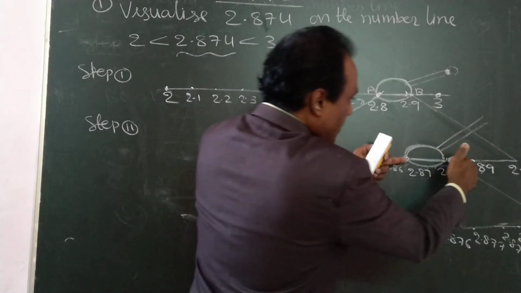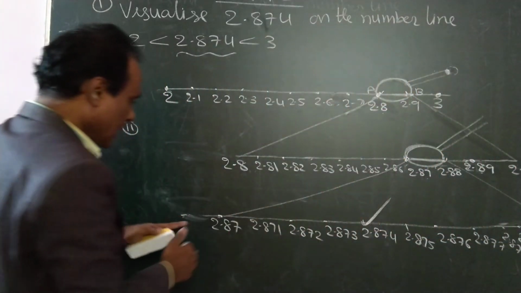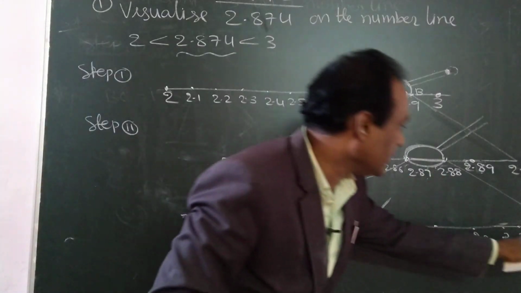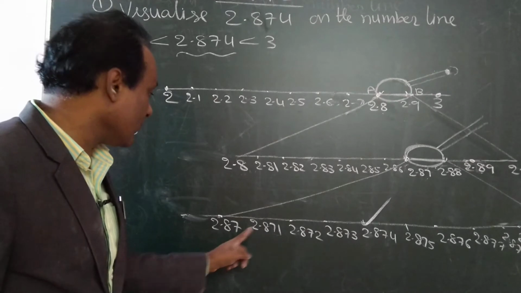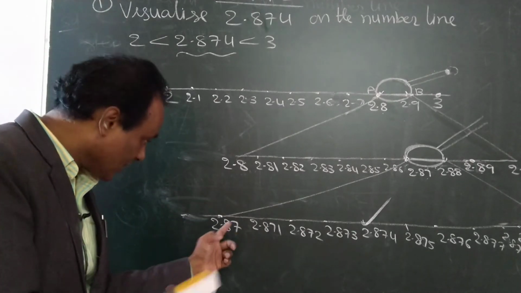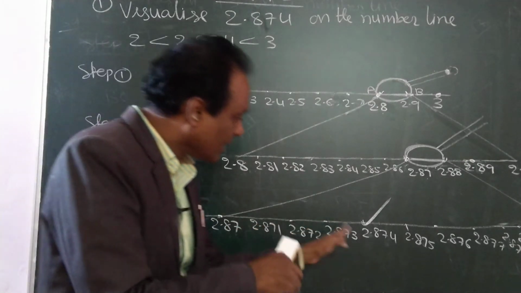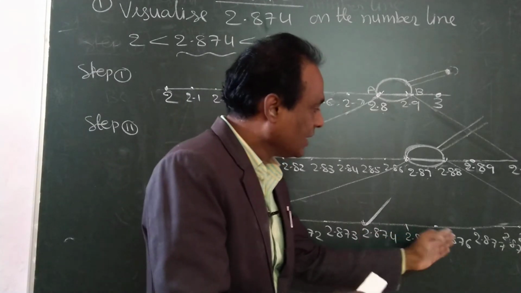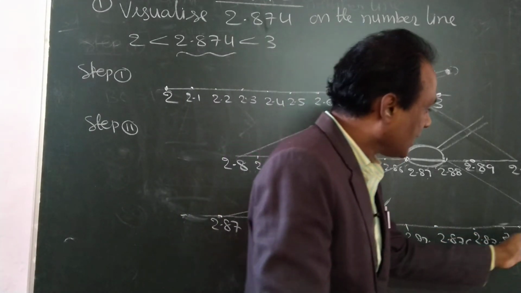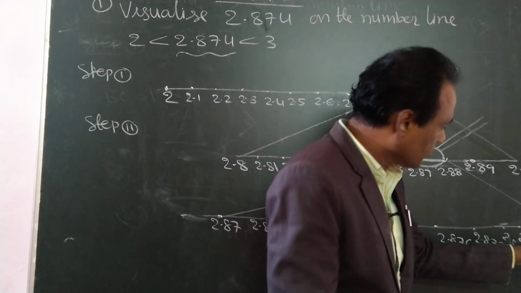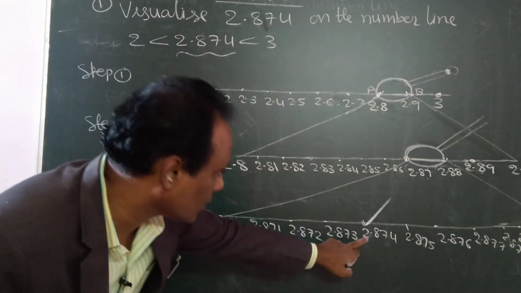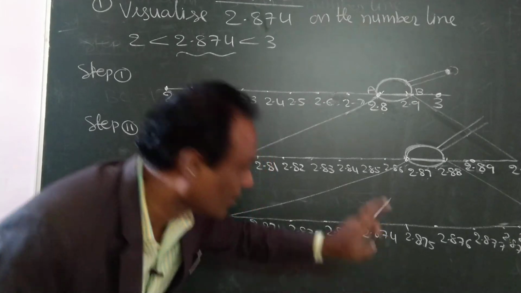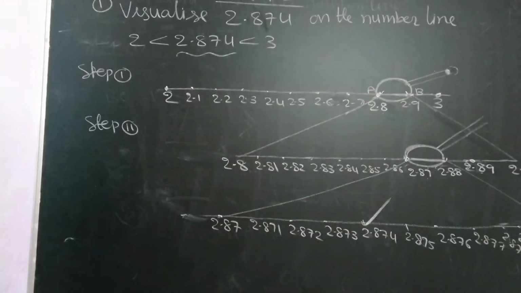So that is again magnified like this. 87 is here, 88 is here. In between 87 and 88 we have 87.1. After this 87.1, 87.2, 87.3, 87.4, 87.5, 87.6, 87.7, 87.8, 87.9, 88 means this only. But our answer is 2.874 here. This is our answer. Now write the notes.